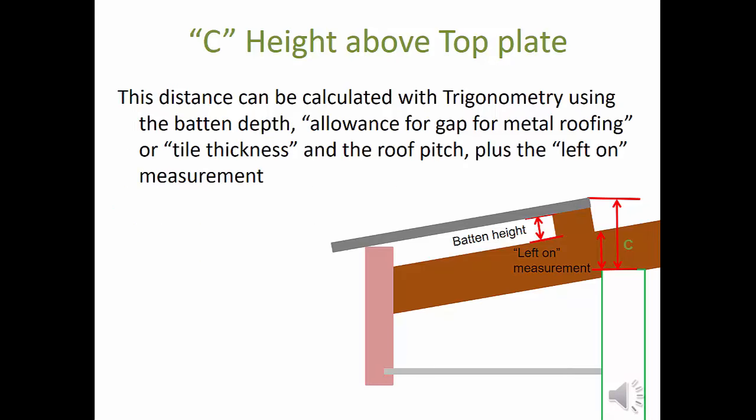C, height above top plate. This distance can be calculated with trigonometry using the batten depth, allowance for gap for a metal roof, roof tile thickness for a tiled roof, and the roof pitch, plus the rafter left on measurement.